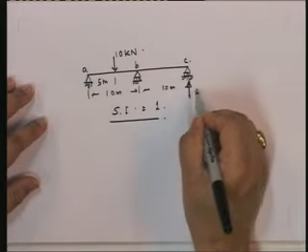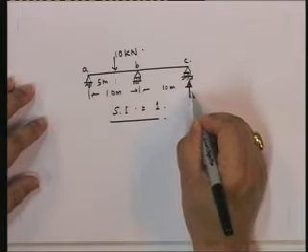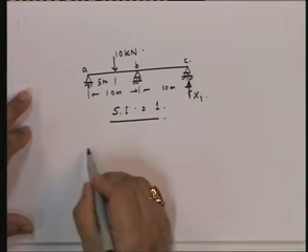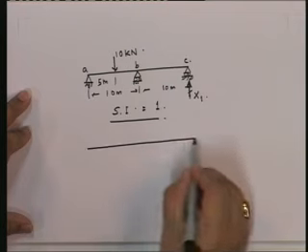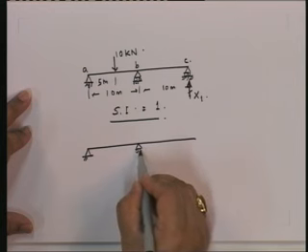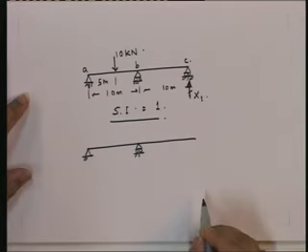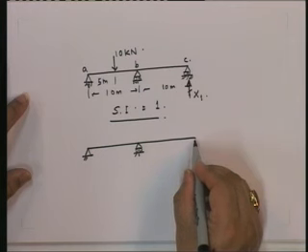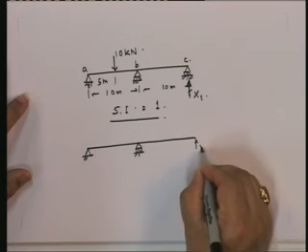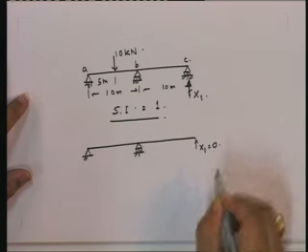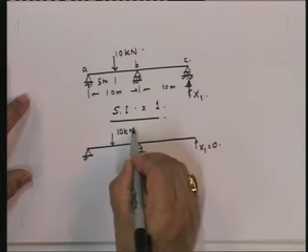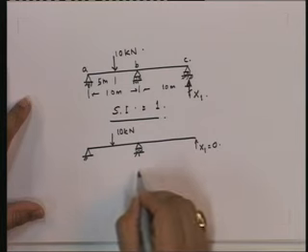However, in this particular case I opt to take the reaction at C as my redundant. So therefore what is my base structure? My base structure becomes this, because this x1 is equal to 0. Remember that in the base structure this reaction, which is x1, is equal to 0. And of course in this I have the load.